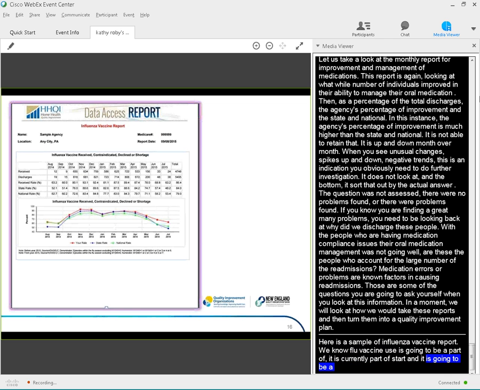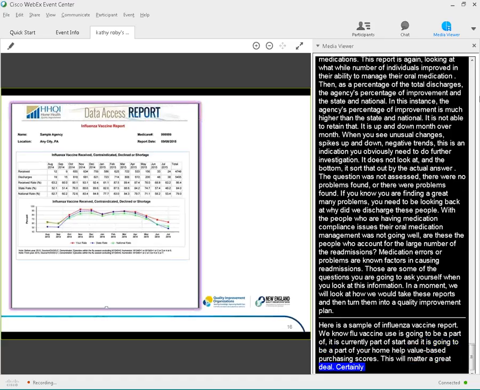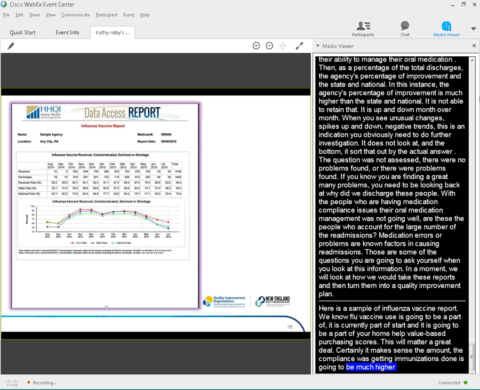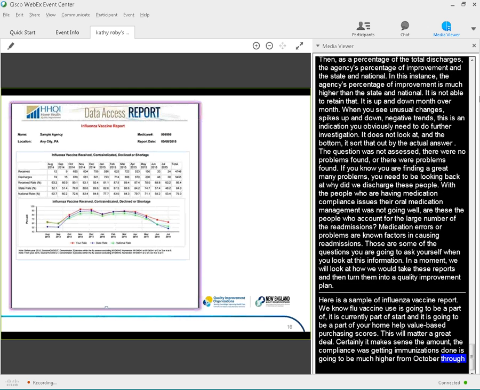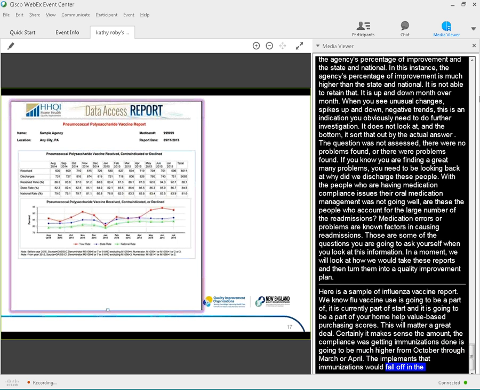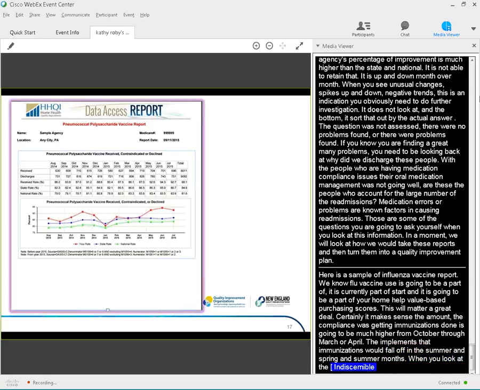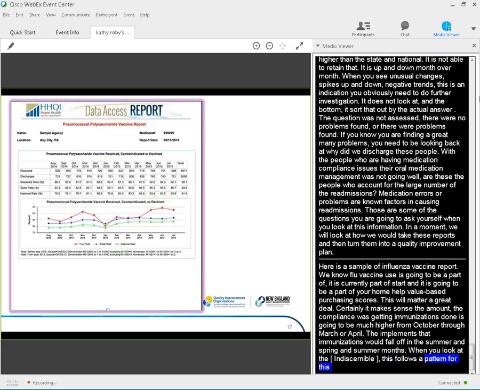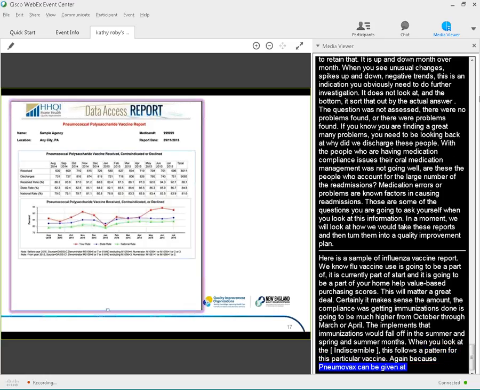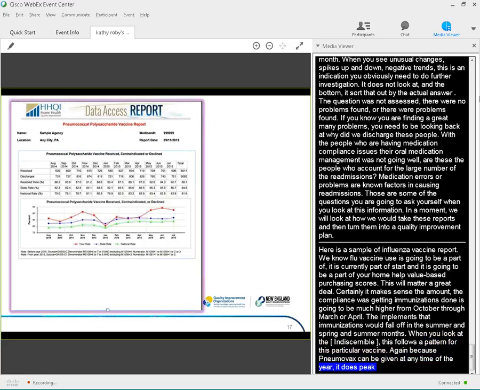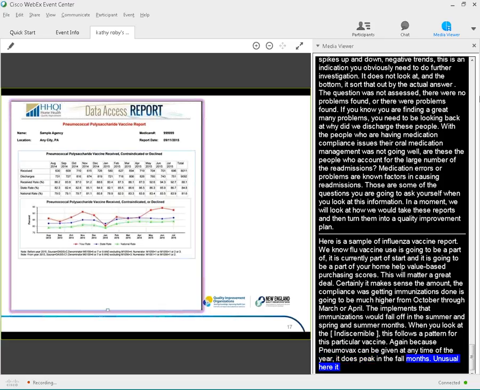Certainly it makes sense that the compliance with getting immunizations done is going to be much higher from October through March or April, and that influenza immunizations would fall off in the spring and summer months. When you look at the Pneumovax, this follows a more logical pattern for this particular vaccine. Again, because Pneumovax can be given at any time of the year, but it does peak in the fall months. Unusual here that it was so low in January. So you might want to be looking at that if this were truly your agency's report.